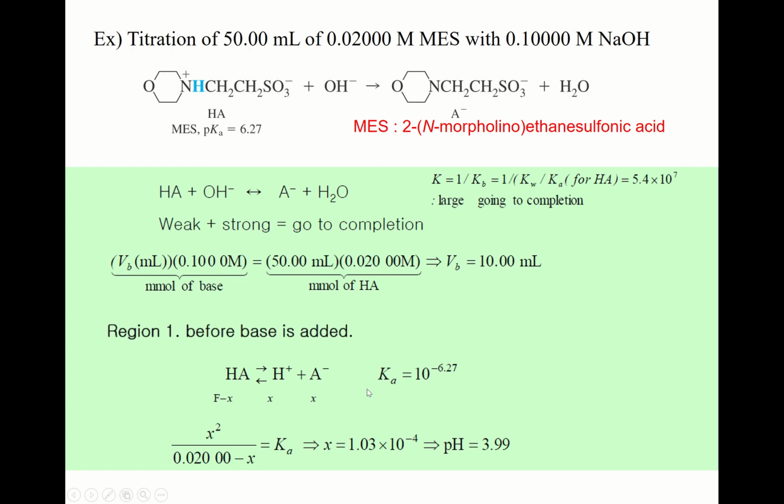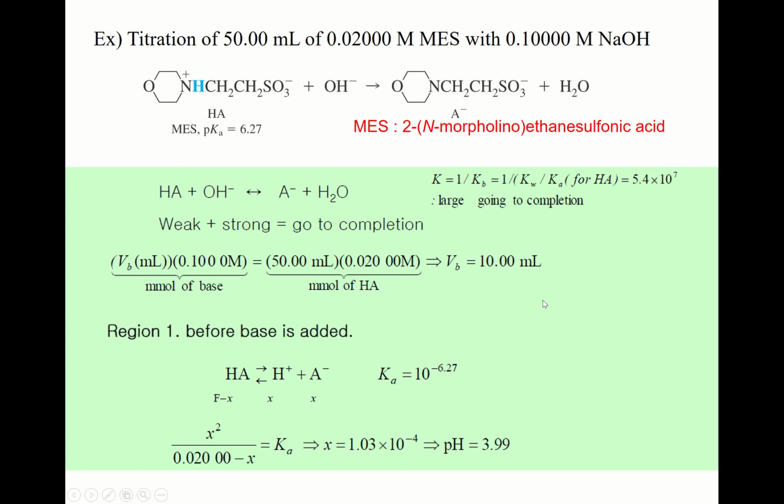All right, let's calculate the equivalence point, which is the volume to reach the equivalence point. The initial volume of this weak acid is 50 ml, and the concentration is 0.02, and the strong base concentration is only 0.1, and then we need the volume for the equivalence point. We solve this equation, and we get Vb equals exactly 10 ml. That's the equivalence point.